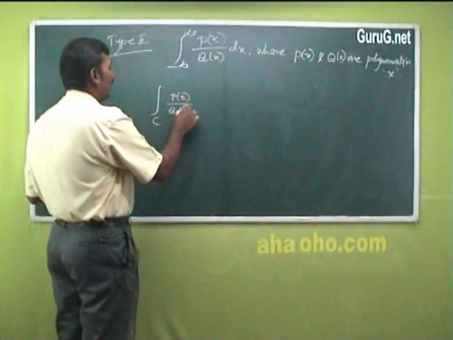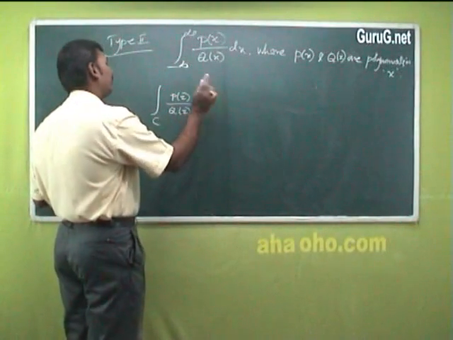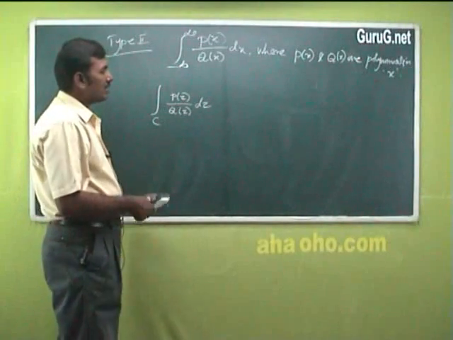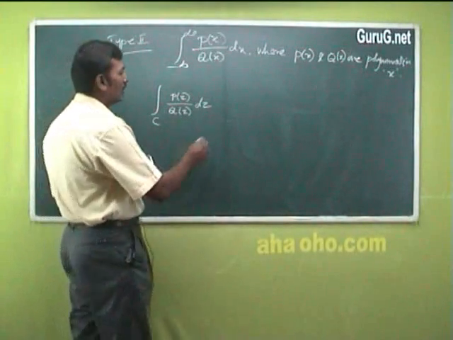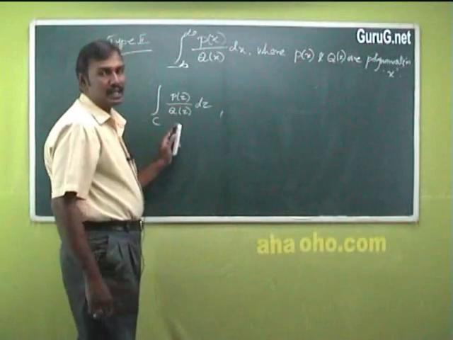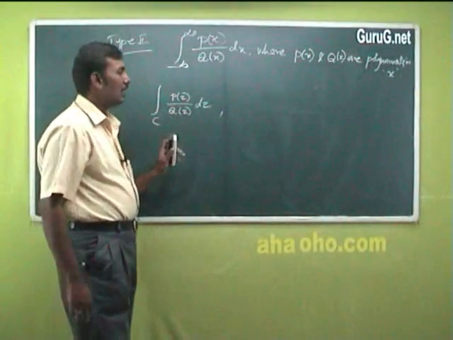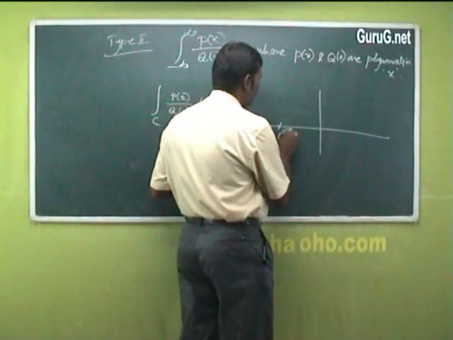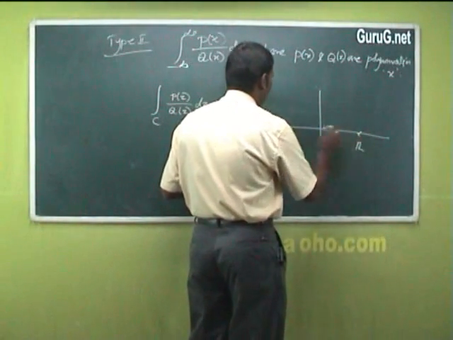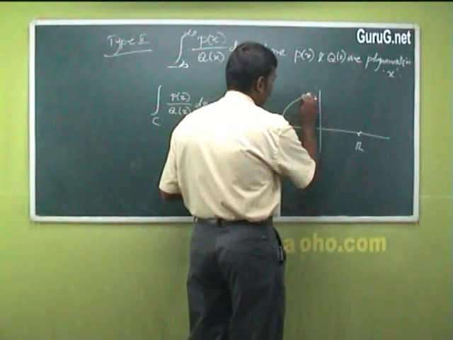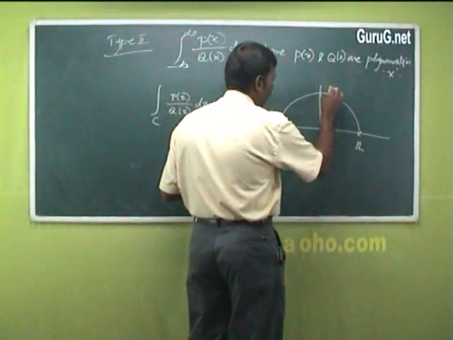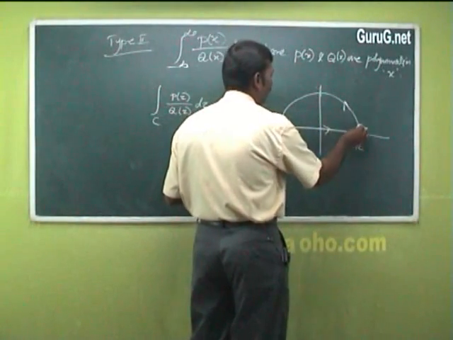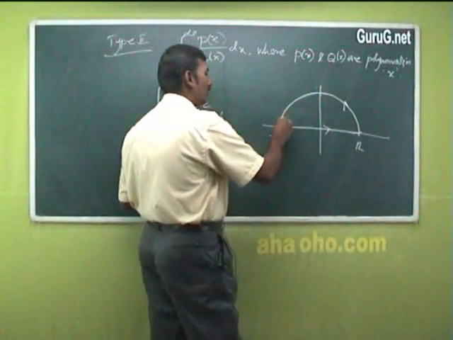z into dz. Simply x க்கு பதிலா z ன்னு மாத்தி பிரதிக்கிறேன், where c is nothing but a semicircular contour whose diameter has minus r to plus r, like this. So this is a minus r and this is plus r, and then semicircle. So this is the contour. So here the path is nothing but what, a semicircular contour.